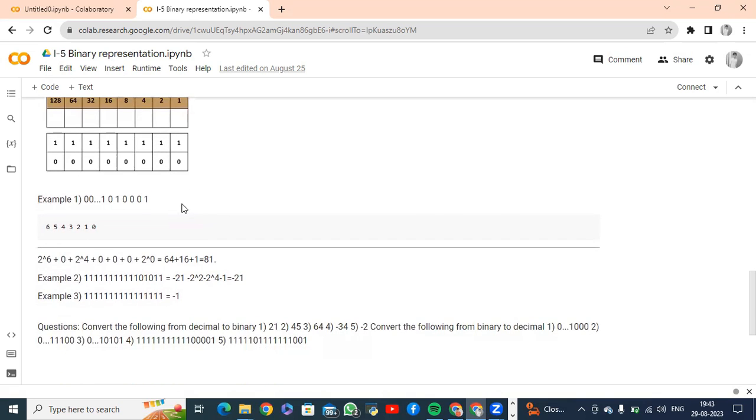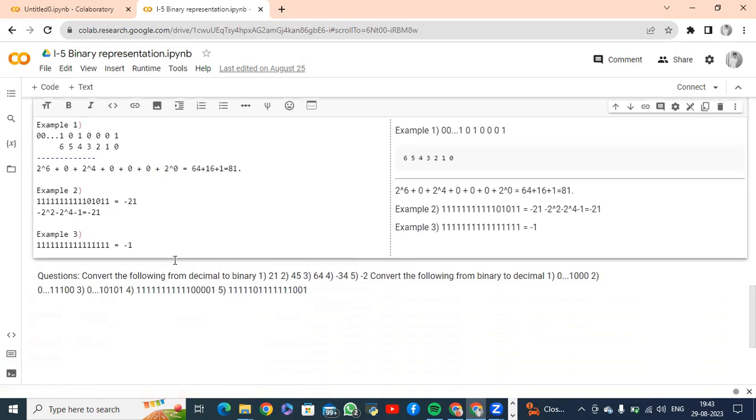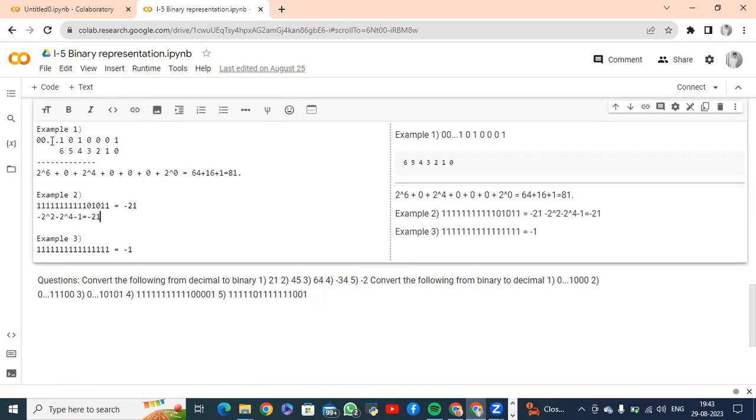This is also somewhat easy. See here. First of all, you are given some value. This is the value you are given. Starting from 0, at some positions it comes 1, 0, 1, 0, 0, 0, 1. Now, how to convert this? Just assign some values like this: 0, 1, 2, 3, 4, 5, 6. That is increasing from right to left.